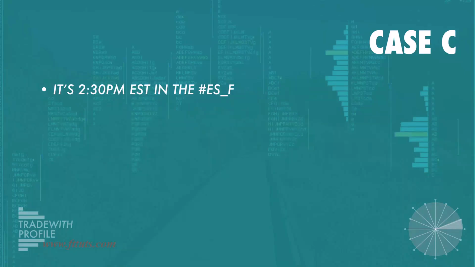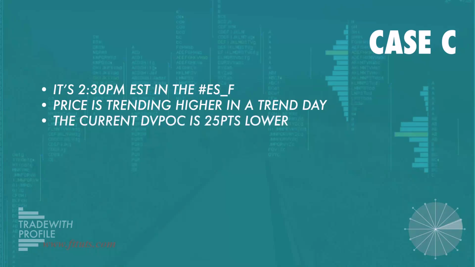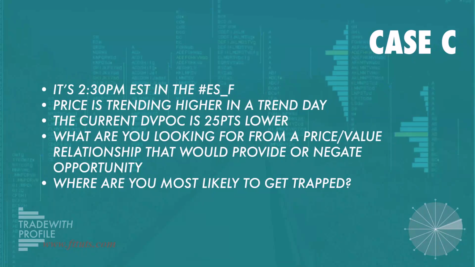It's 2:30 p.m. Eastern in the ES. Price is trending higher in a trend day. The current developing volume point of control is 25 points lower. What are you looking for from a price value relationship that would provide or negate opportunity? Where are you most likely to get trapped?